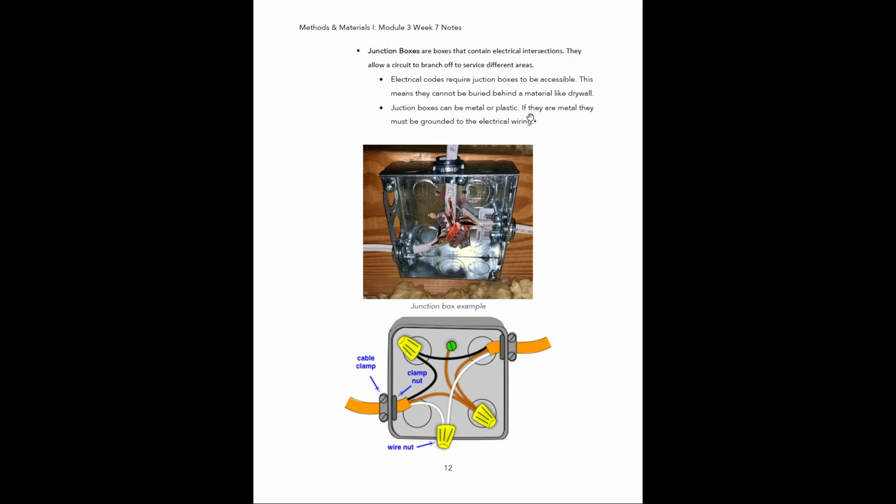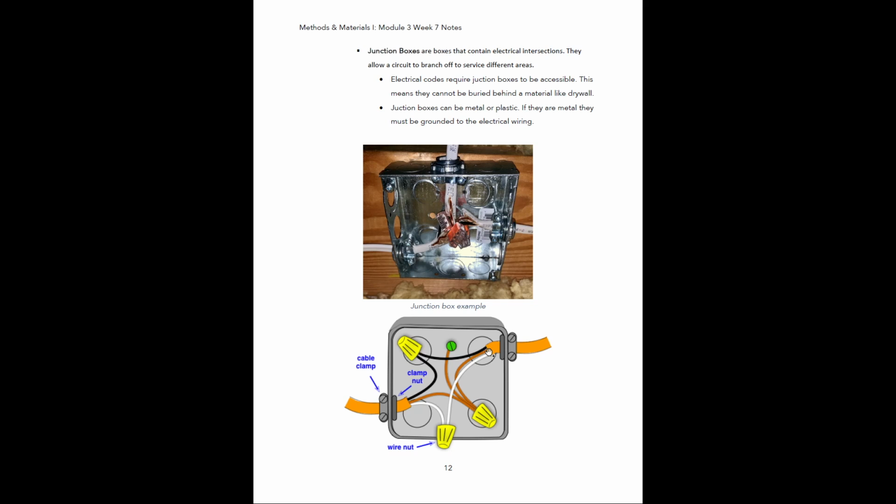They can be made of metal or plastic. If they're metal, they must be grounded to the electrical wiring. So this picture that I put in here is actually a really bad example of a junction box. Whoever did this was definitely an amateur. It just looks very amateur-like, but it's definitely against code what was being done here. First of all, the wiring is not done very well. There's not enough slack in this wiring, but that's a little bit nitpicky. The main point I'm trying to make here is this is not grounded.